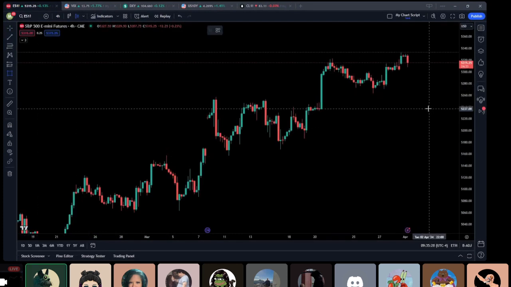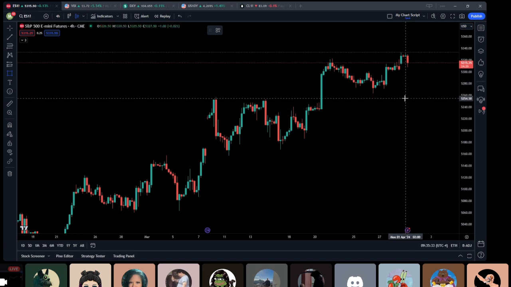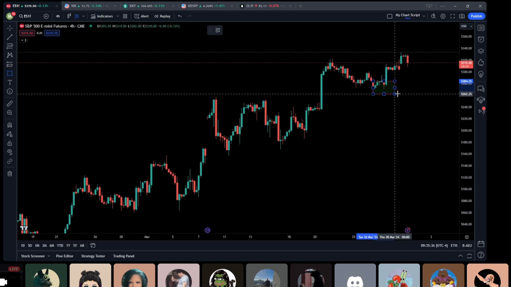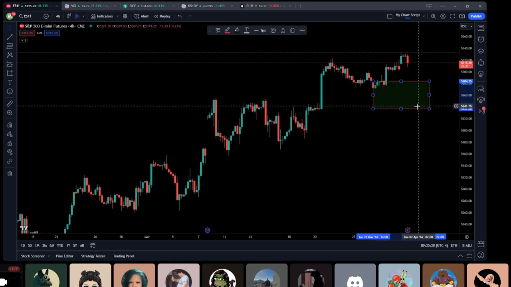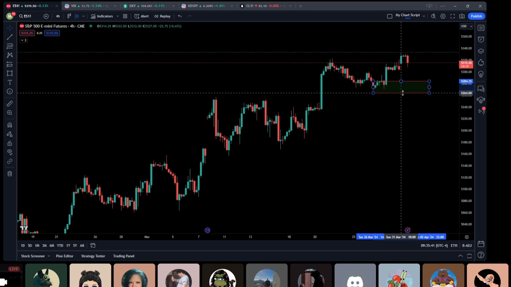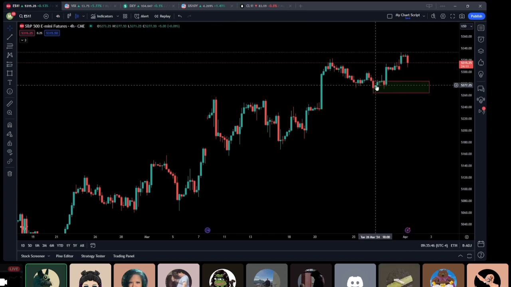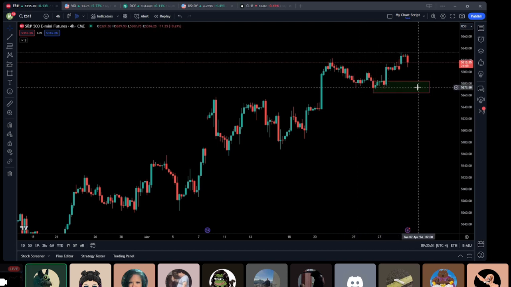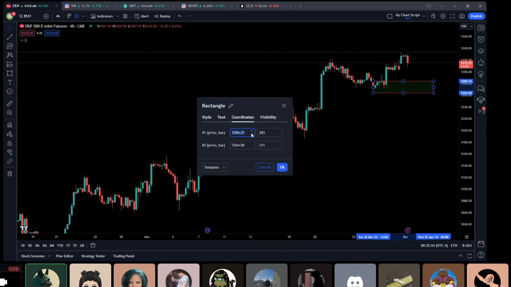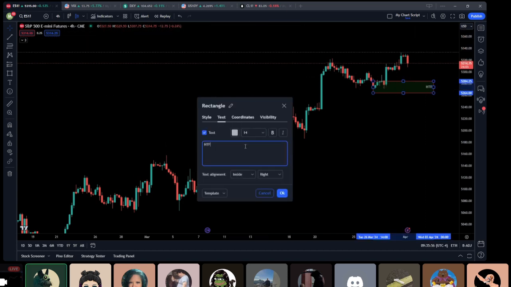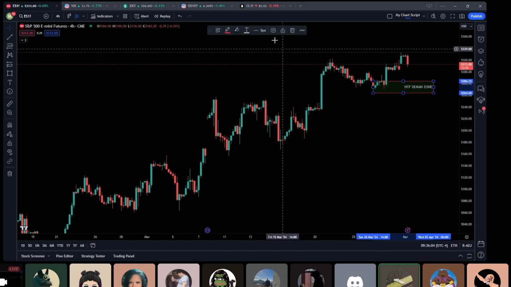You just get your rectangle tool, and you're looking for swing highs and swing lows, right? This is a swing low right here. A swing low is a low that took out a previous low. This candle right here took out this previous low. So this is the new swing low. So we go here, text, HTF demand zone.